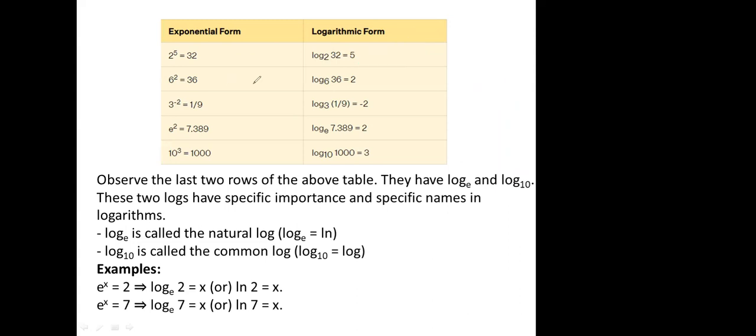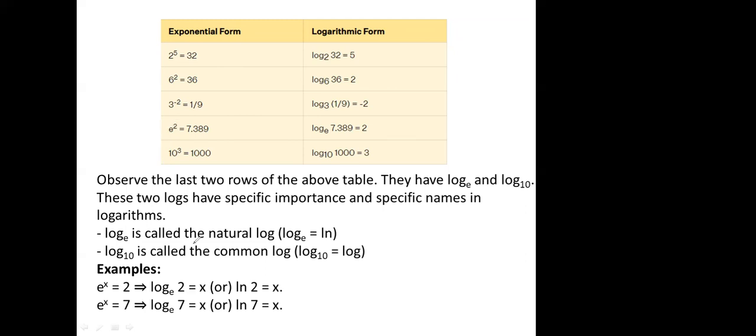Here is another example: 6 squared equals 36, or logarithm of 36 with base 6 equals 2. If you have 3 to the power minus 2 equals 1 over 9, then the logarithm of 1 over 9 with base 3 equals minus 2. These last two are special logarithms, with e and with 10, because they have different names.